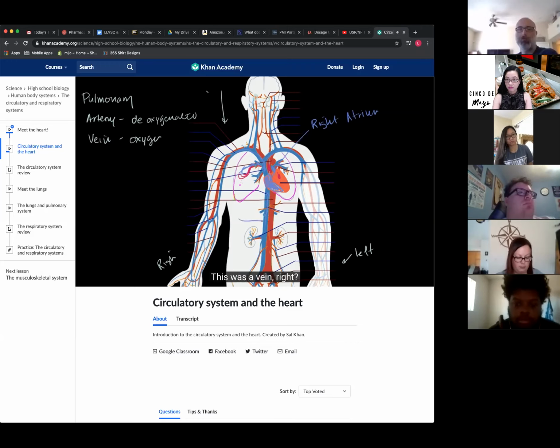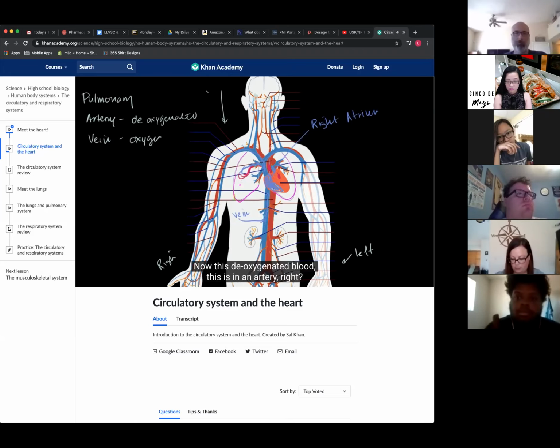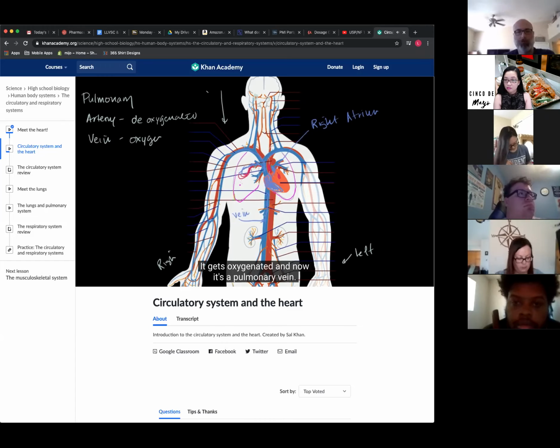This was a vein, right? This is a vein going to the heart. This is a vein. Inferior vena cava, vein. This is superior vena cava. These are veins. They're deoxygenated. Then I'm pumping this deoxygenated blood away from the heart to the lungs. Now this deoxygenated blood, this is in an artery, right? This is a pulmonary artery.